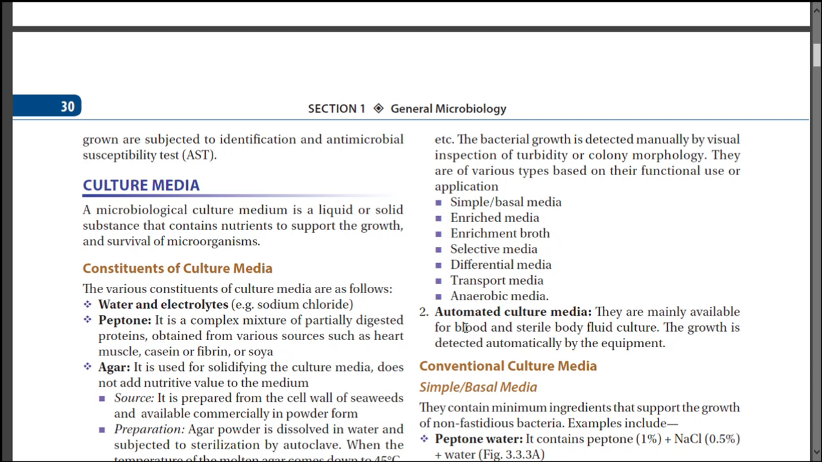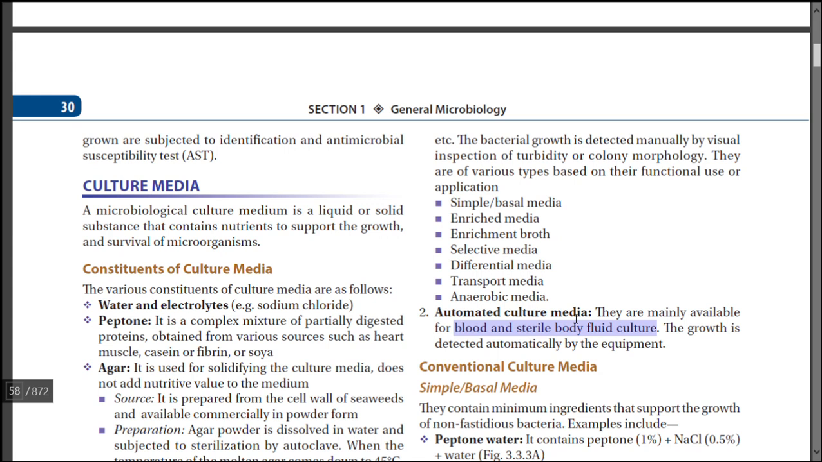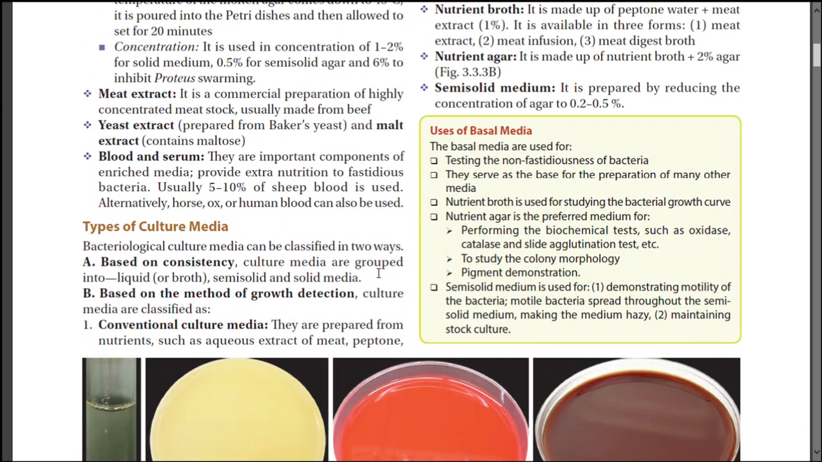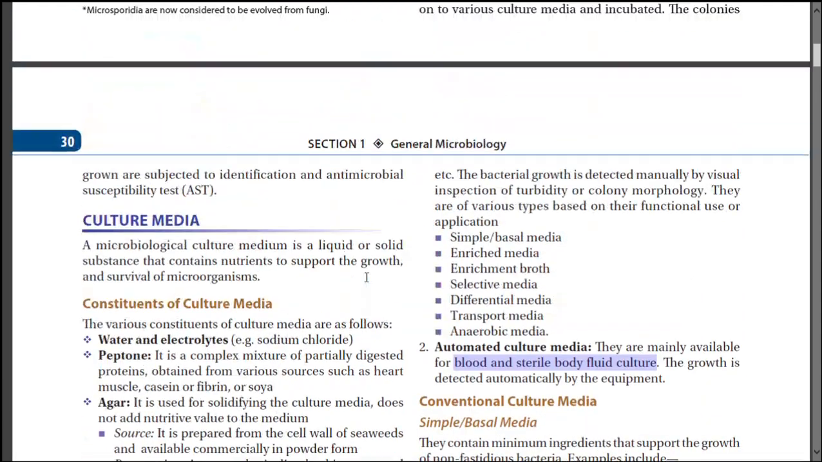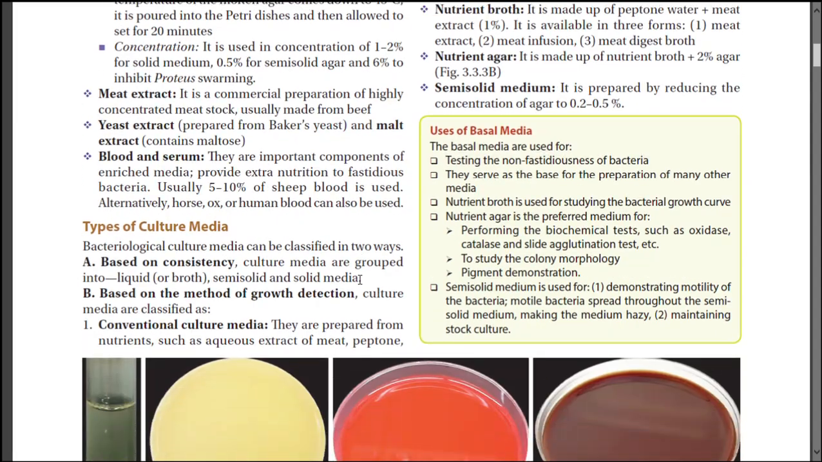Next one is automated culture media. They are available for blood and sterile body fluid culture. For automated culture media we only put blood and sterile body fluid culture, and the growth is detected automatically by the equipment. That is automated culture media, very important. Based on method of growth detection, we have seen conventional culture media and automated culture media. Conventional culture media contain aqueous nutrient sources of meat and peptone.